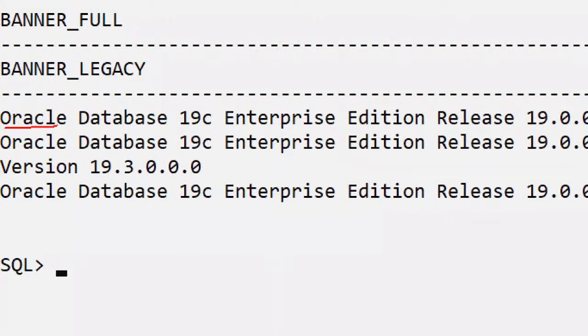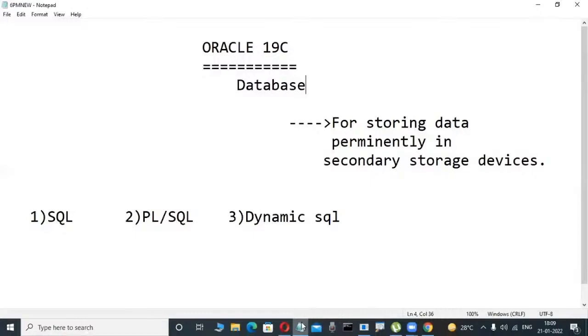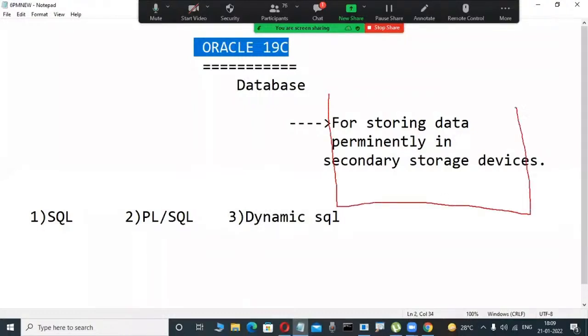Oracle is a product from Oracle Corporation. But what type of product is it? A database product. The version we are learning in our course is 19C, a version of this DB product. What is this database? Once we install the Oracle software, automatically some place is created on the disk. In this place, we permanently store data.